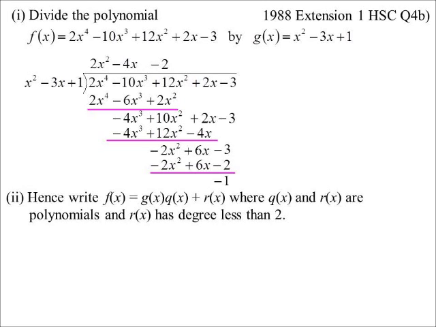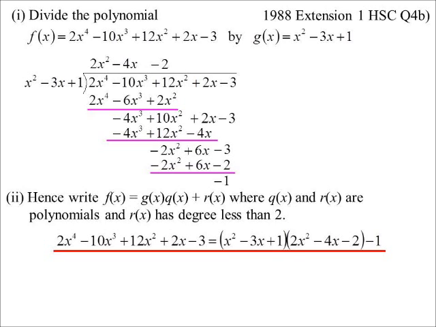It just feels like I should write the quotient times that. But in fact, that's what part 2 is saying to do. So hence go and write it. So all right, there we go. It's x squared minus 3x plus 1, 2x squared minus 4x minus 2, and the remainder, minus 1. You get questions like that, you just say, thank you very much.